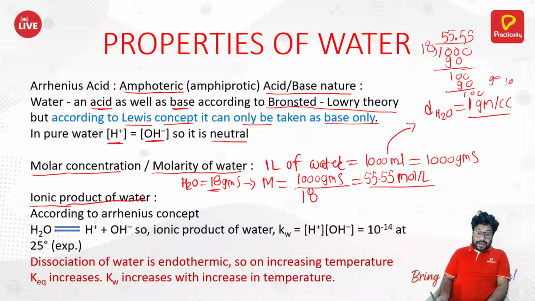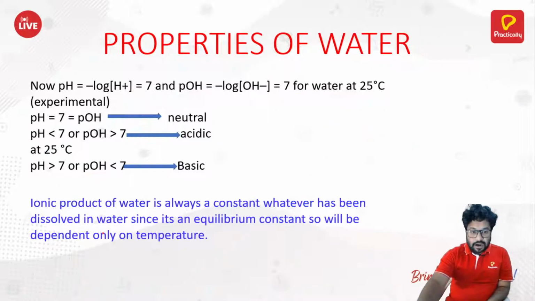So according to Arrhenius concept, water can dissociate as H plus and OH minus. So what is the ionic product? Basically, it is nothing but what? Okay, I'll tell you here what the ionic product is.